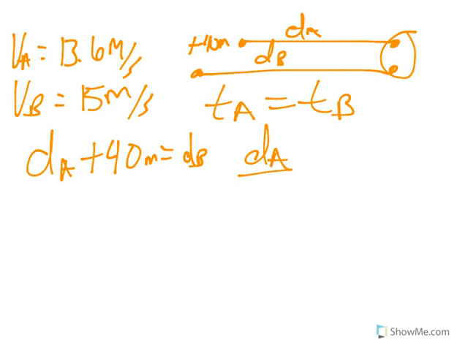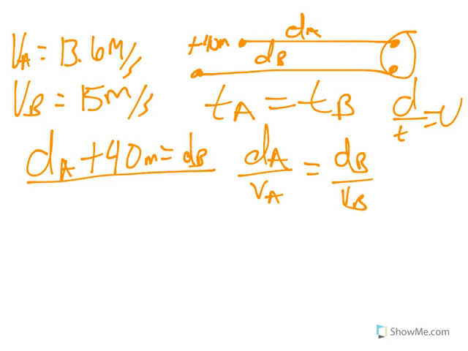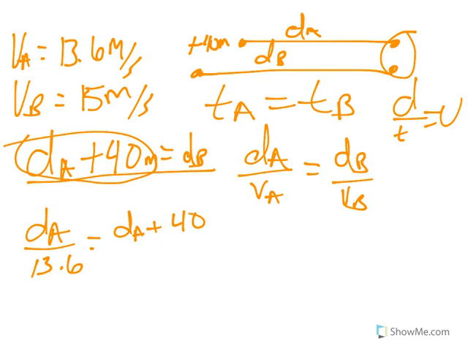distance for A over velocity for A, which is just us manipulating distance over time equals velocity, equals distance of B over velocity of B. Now I have one equation here with two unknowns, but I can fix that by plugging in this value for dB. So I end up with dA over 13.6 equals dA plus 40 over 15. And I should be able to calculate dA now because I've got one equation with one unknown.